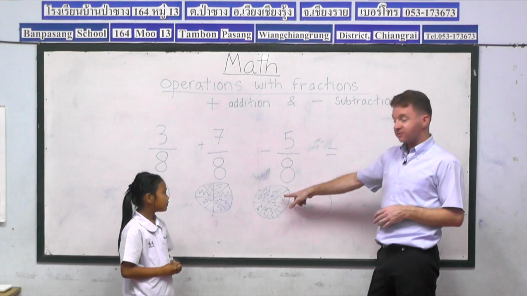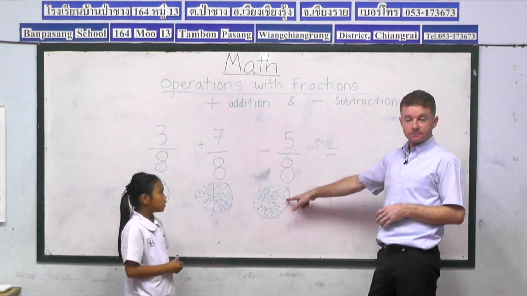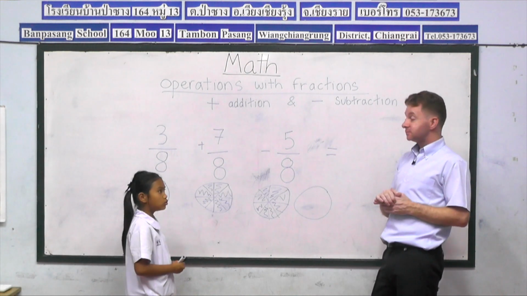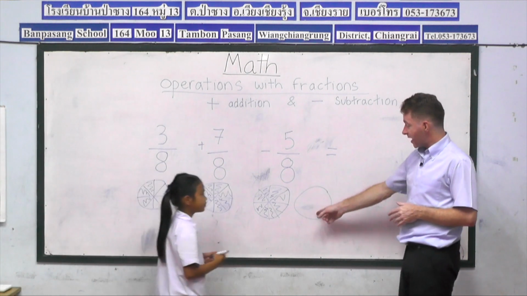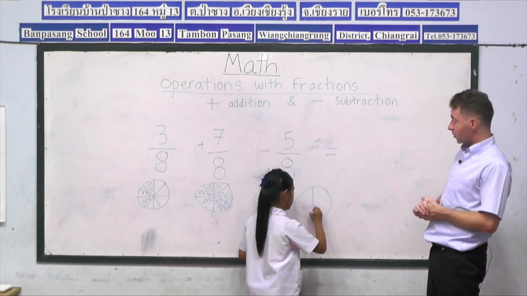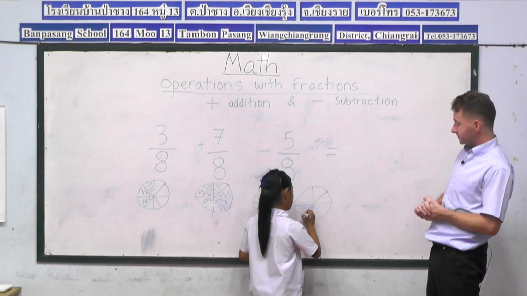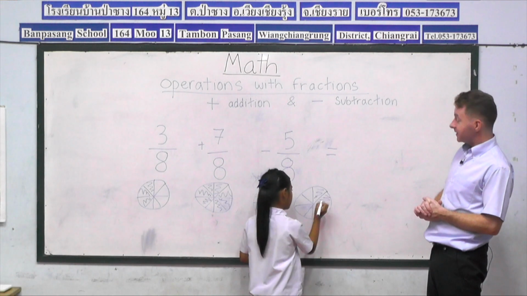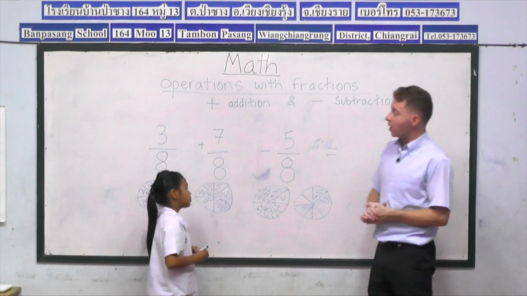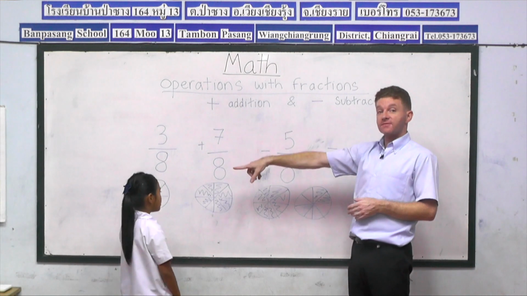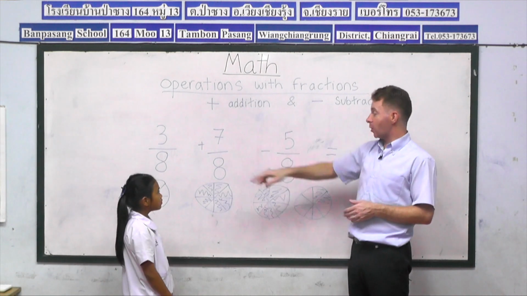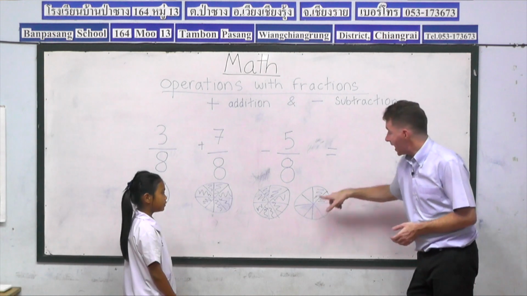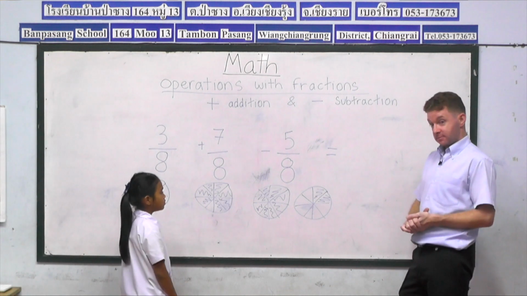Okay, so 3 plus 7 equals 10. How many parts to our circle do we have here? 8. So 10 minus 8 equals 2. So divide this circle into 8 and colour it in 2 times, Pak Bung. Excellent. So now we've got 3 over 8 plus 7 over 8 equals 1 and 2 over 8.